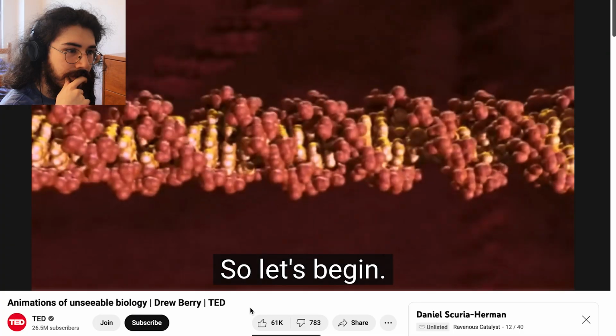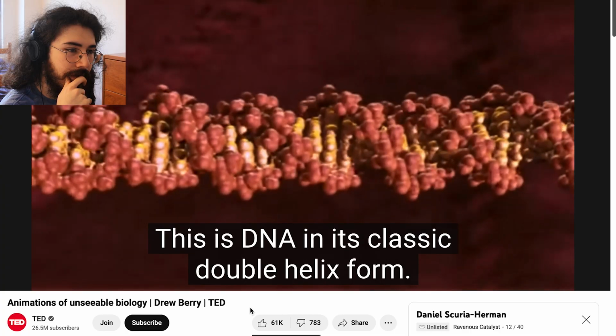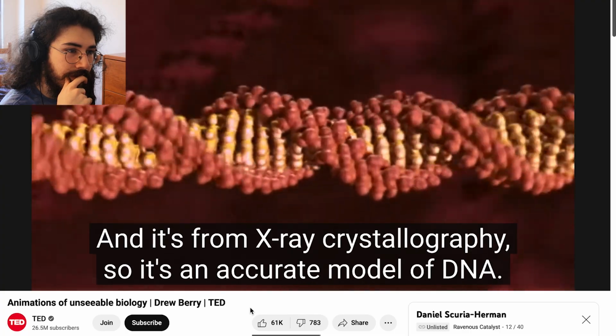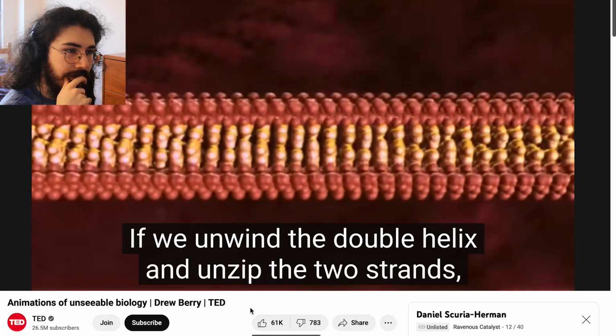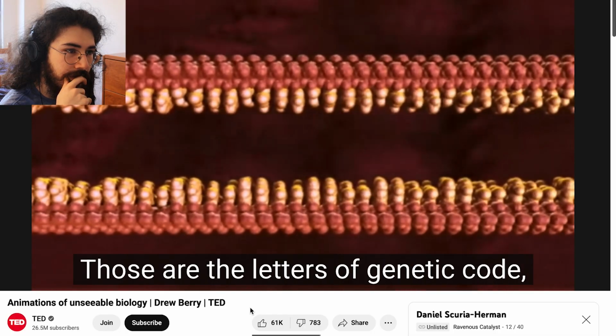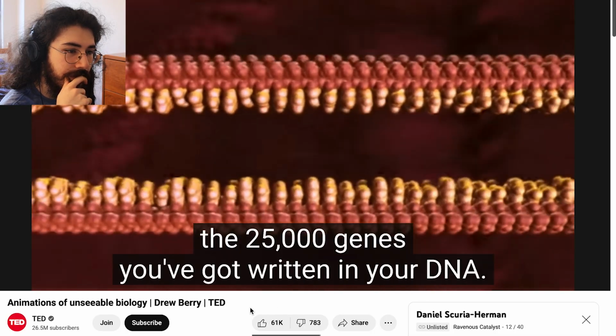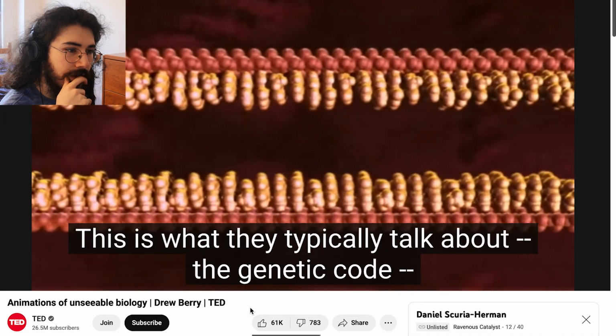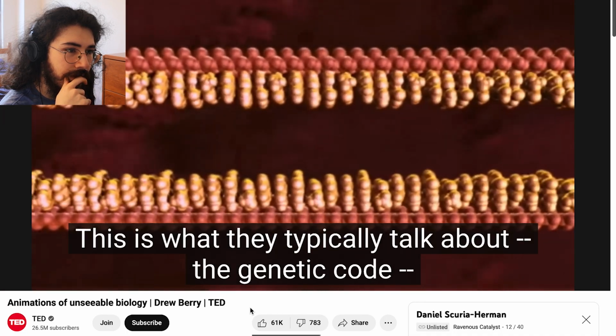So let's begin. This is DNA in its classic double helix form, and it's from X-ray crystallography, so it's an accurate model of DNA. If we unwind the double helix and unzip the two strands, you see these things that look like teeth. Those are the letters of genetic code, the 25,000 genes you've got written in your DNA. This is what they typically talk about, the genetic code.